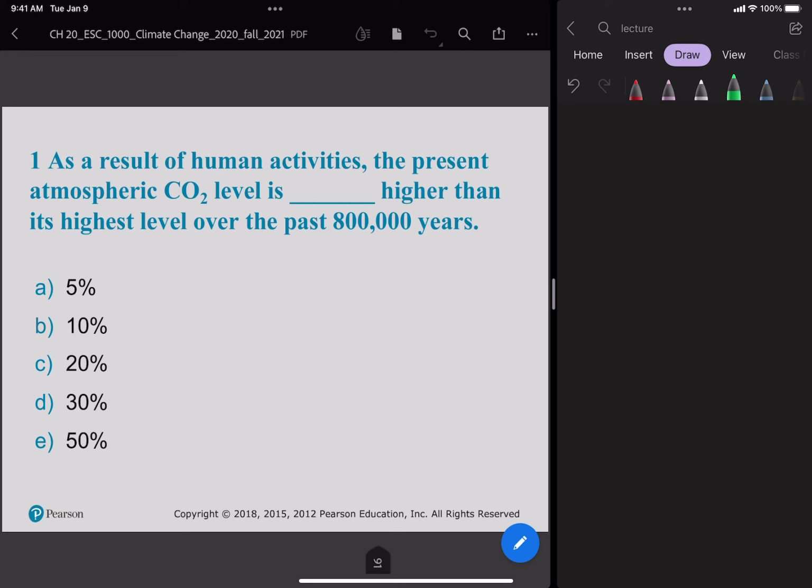Now we're going to begin the review for chapter 20. So this is chapter 20, number 1.